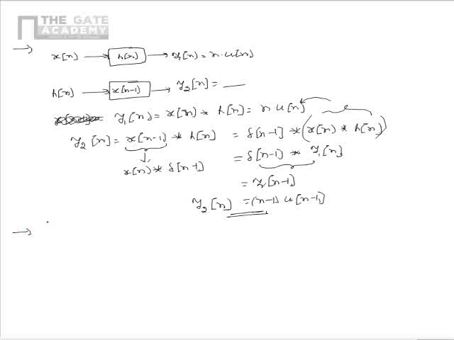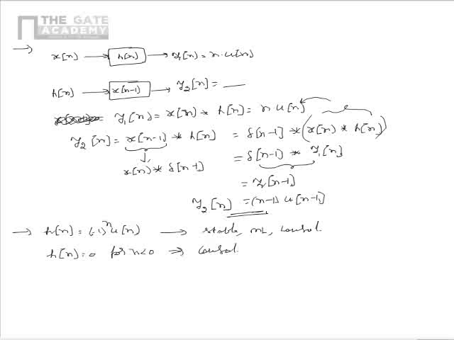Now let us consider another problem in which the impulse response of the LTI system is given as h of n is equal to minus 1 whole power n into u of n. We have to find if this system is stable, memoryless, or causal. From the impulse response, we see that h of n is equal to 0 for n less than 0. So we see that the discrete time system is causal.